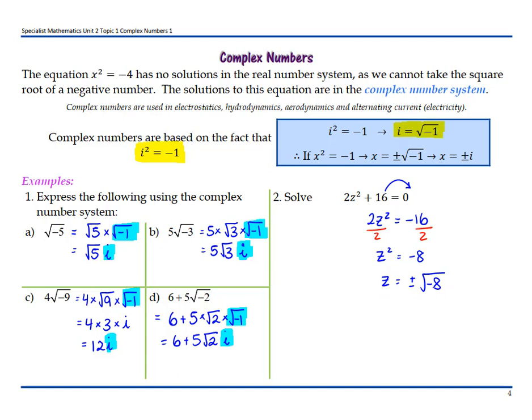So now I have to play with the square root of -8. z is going to equal plus or minus the square root of 8 times the square root of -1. Now the square root of 8 we can simplify to square root of 4 times the square root of 2. Square root of 4 is 2, so that's 2 root 2. So coming back, I've got z equals plus or minus 2 root 2, and my square root of -1 is i.